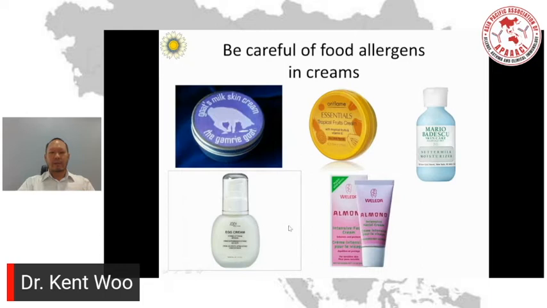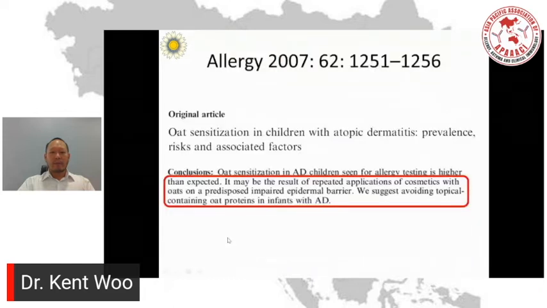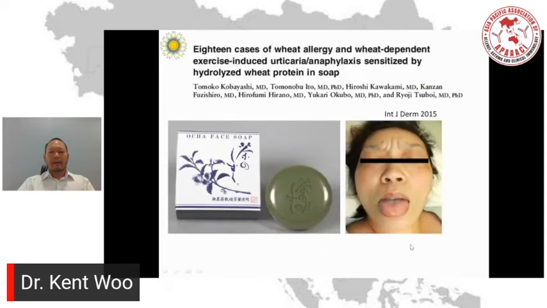So one of the key things that we should be aware of are food allergens that are found in creams. We've seen numerous studies that have shown that food allergens can sensitize through the skin to cause the development of food allergy. Over here is the New England Journal of Medicine on peanut oil. This is published in Allergy in 2007, on oat protein found in cosmetic topical creams. And this is the most recent one that occurred in Japan.